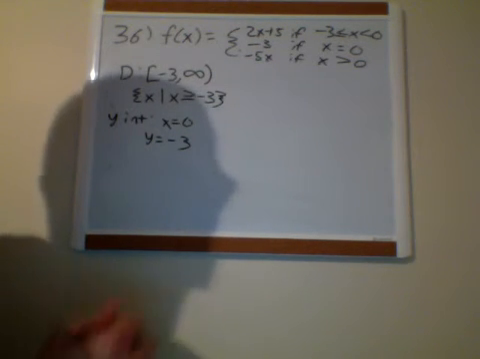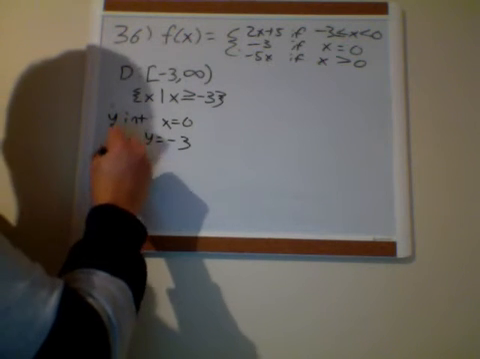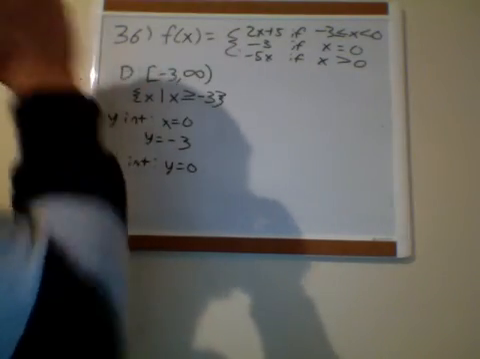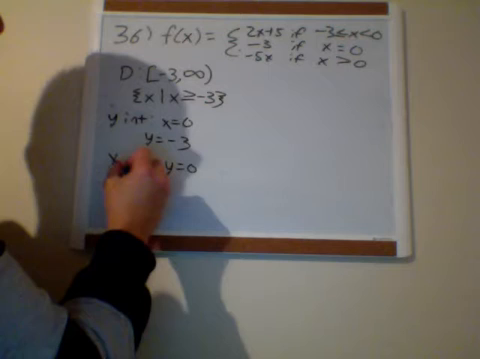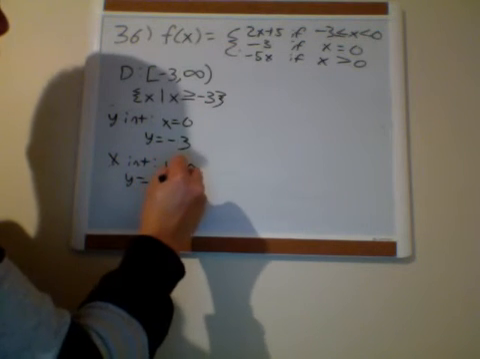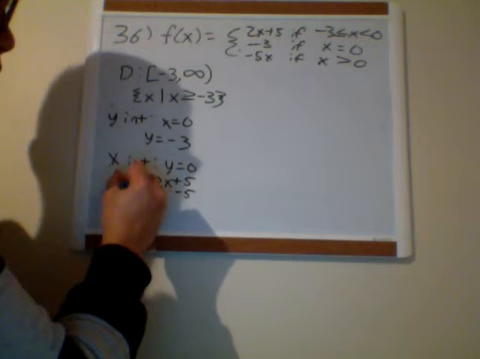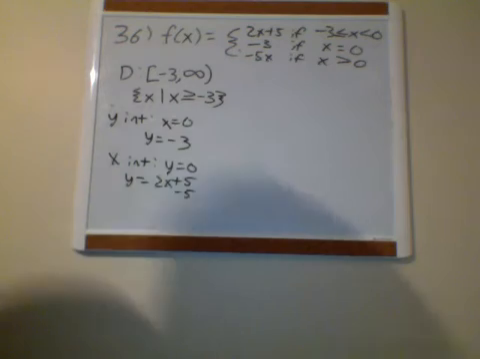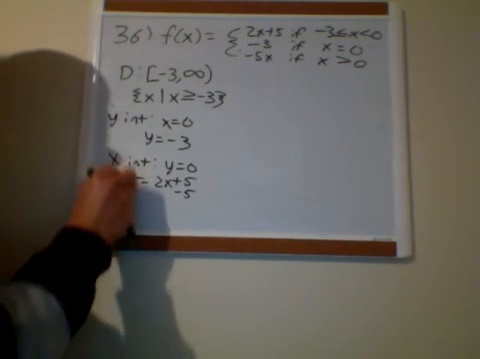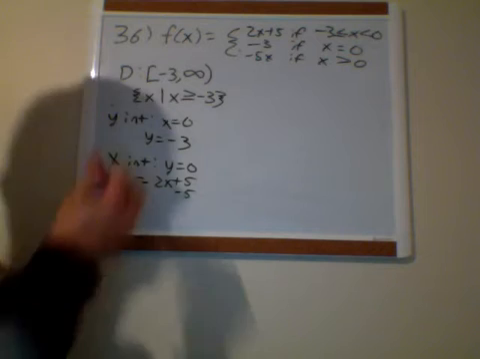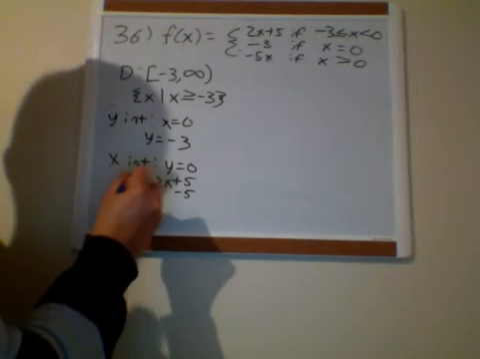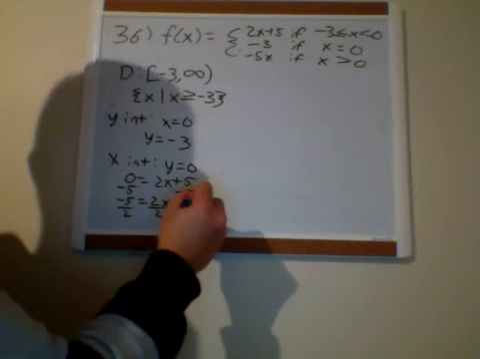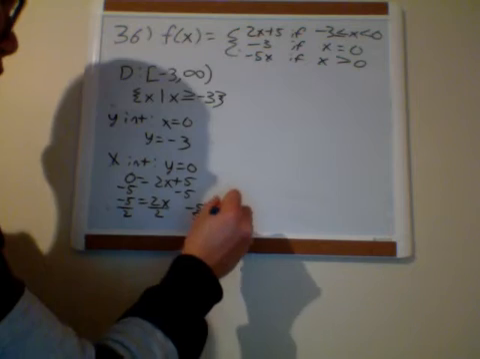Now, my x-intercept is when y is equal to 0. So we have 3 different parts to check it. The first part is y is equal to 2x plus 5. Oh, sorry, there should be 0 is equal to 2x plus 5. So if I subtract 5 from both sides, I get -5 is equal to 2x. I divide both sides by 2, and I get -5/2 is equal to x.